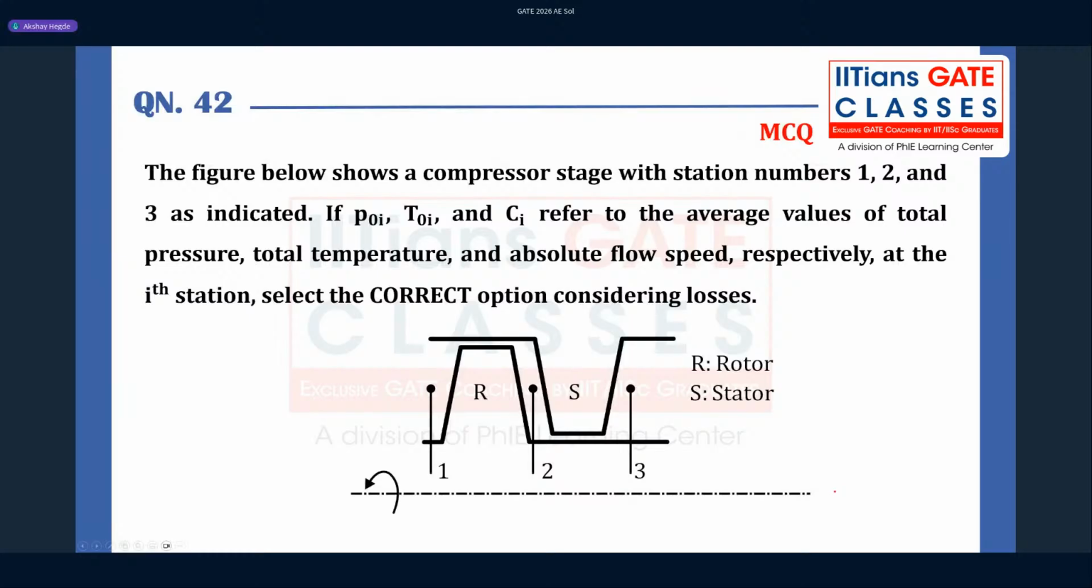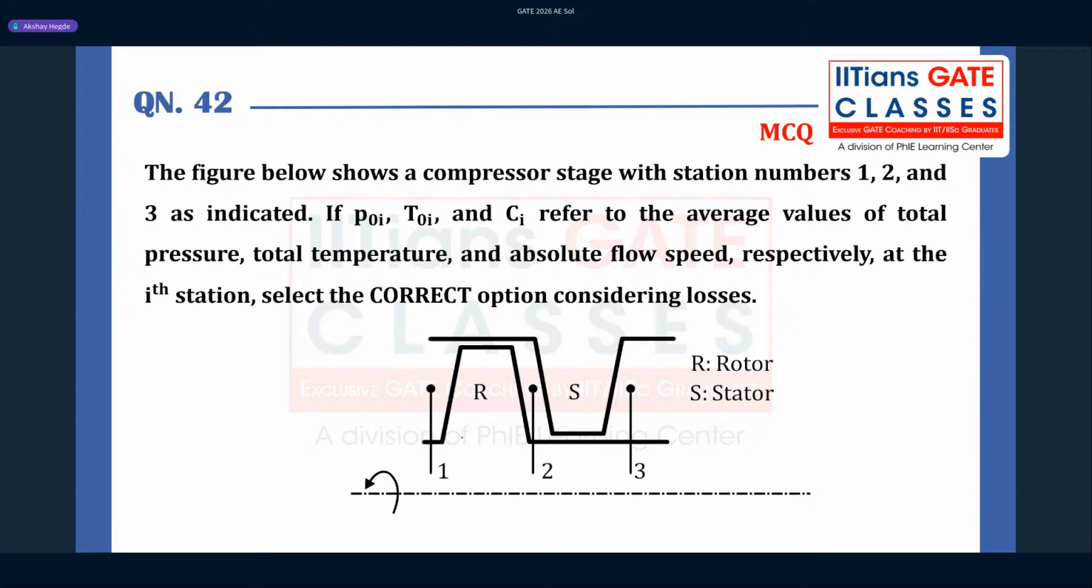Okay. Now again we have a question from axial flow machines. The figure below shows a compressor stage with station numbers 1, 2, and 3 as indicated. If P0i, T0i, and Ci refer to the average values of total pressure, total temperature, and absolute flow speed, respectively, at the ith station, select the correct options considering the losses. Okay. So first of all, before even looking at the options, let us try to understand what information we can directly get from here.